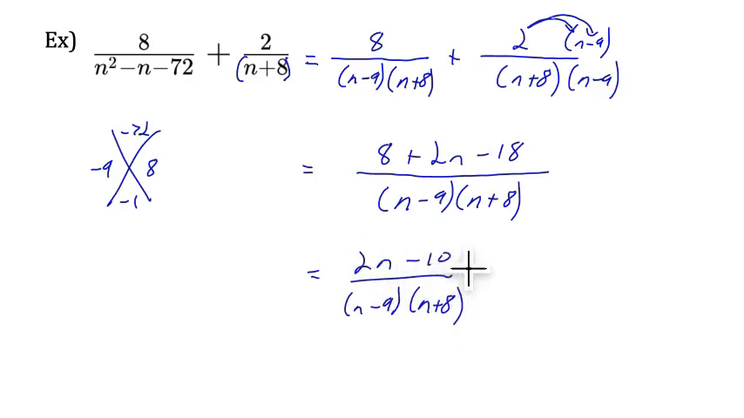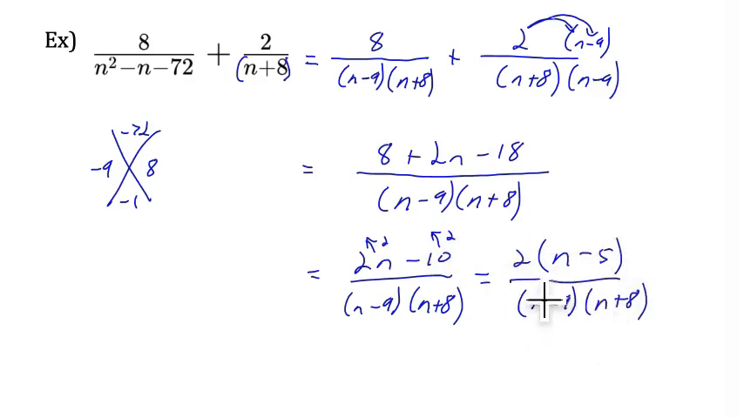Now let's go ahead and fully factor the numerator just to make sure that we don't have one of these factors in the numerator. So we can factor out a 2 from both of these terms. The 2 comes out front. 2n divided by 2 is n, and -10 divided by 2 is -5. All right, we have it fully factored. There's nothing else we can cancel, so that is our answer.